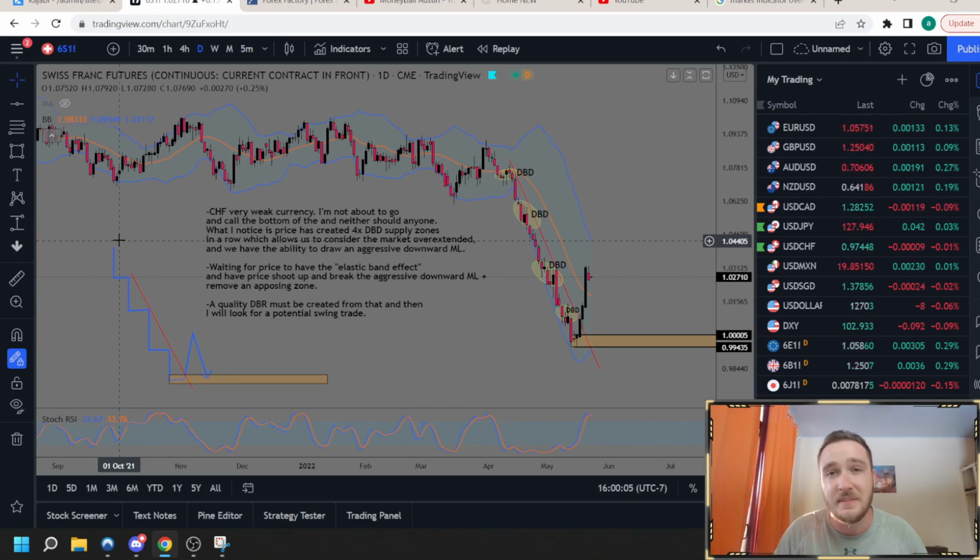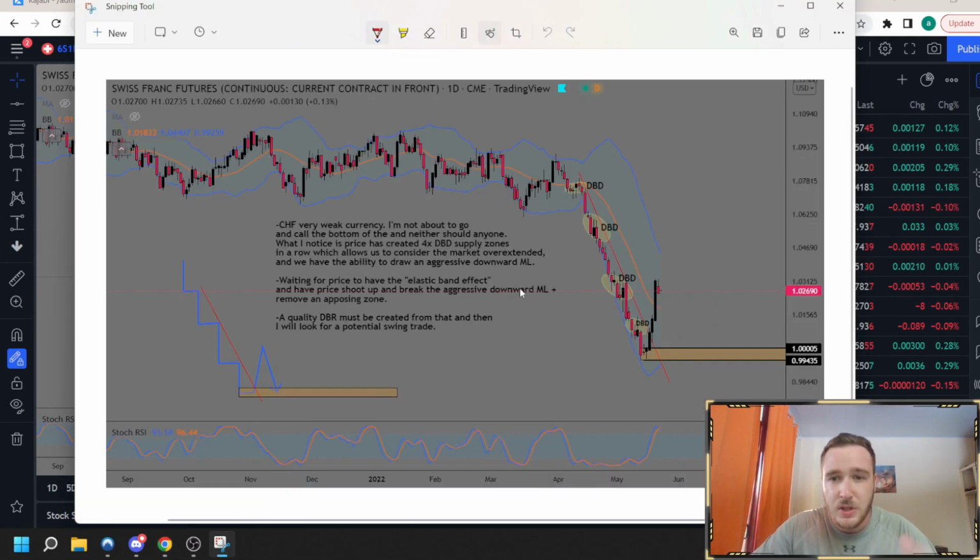There are tons of ways that people identify these overextended markets. People might be using stochastics, RSI. They might be using Bollinger Bands. They might be using some other type of trading methodology or some other trading indicator. Okay, so hey, I'm going to talk to you guys about how I identify it using the supply and demand methodology.